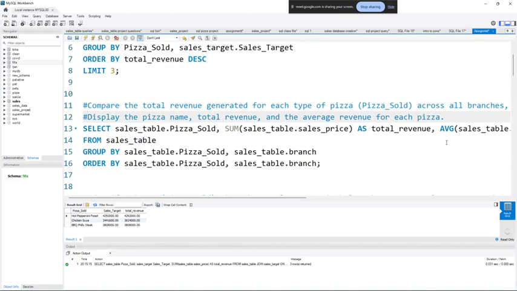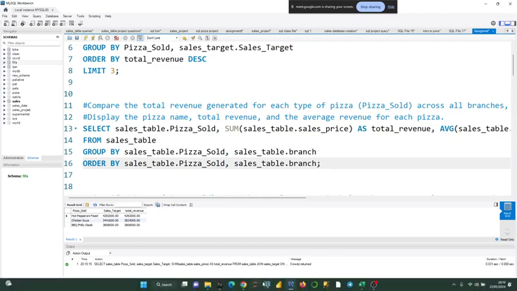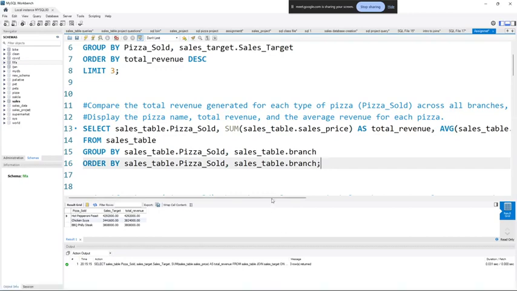Now, look at this. Compare the total revenue generated for each type of pizza. The total revenue generated for each type of pizza. Which type of total are we going to be using in that case? The first one, right? The one that was due to the pizzas. Are you with me? Yes, sir. I'm with you.